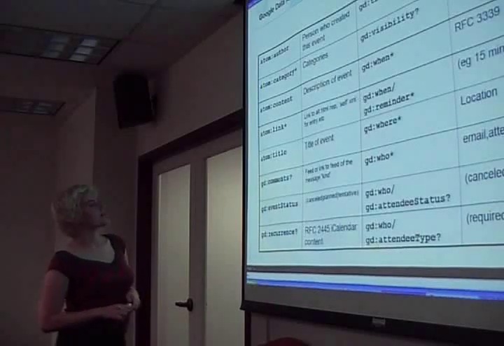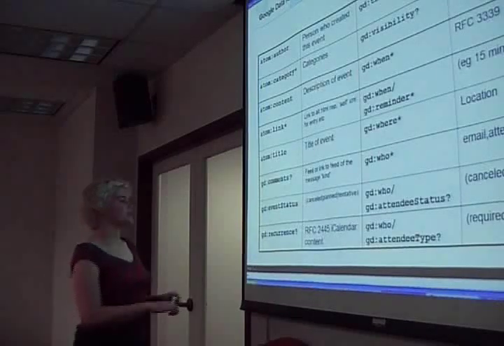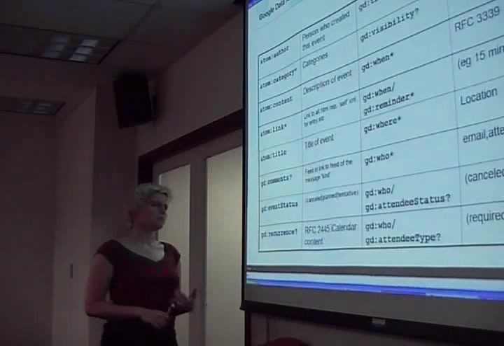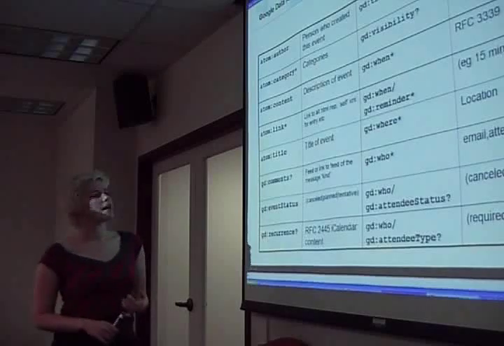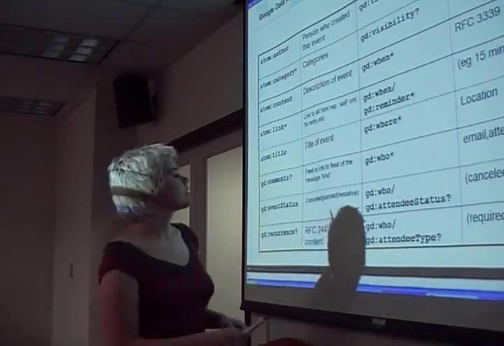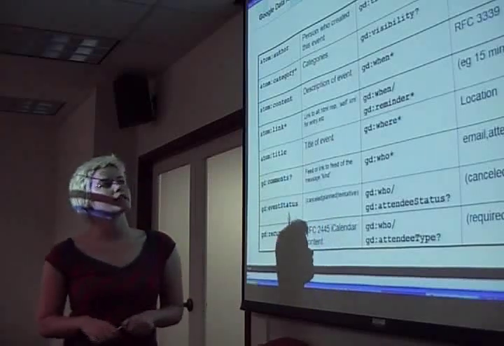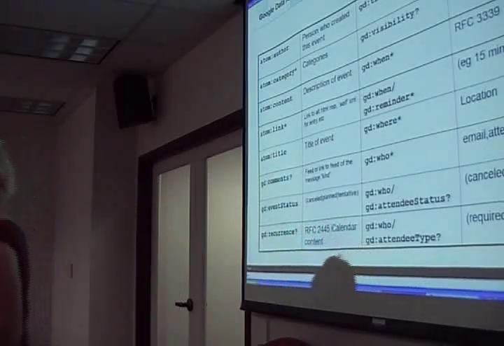So author, category, content, link, title, these are all the shared ones. Comments: think about comments, they're on calendar events, they're on blogs, they're on photos. Who, where, when, visibility for private, etc. Because for a lot of other things you get to set that kind of stuff.